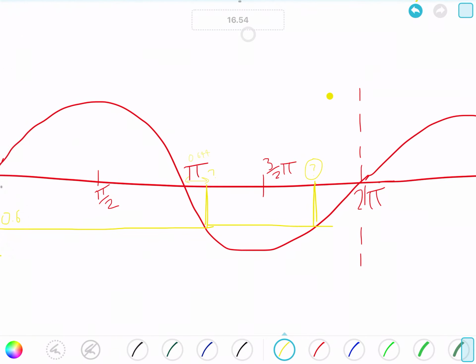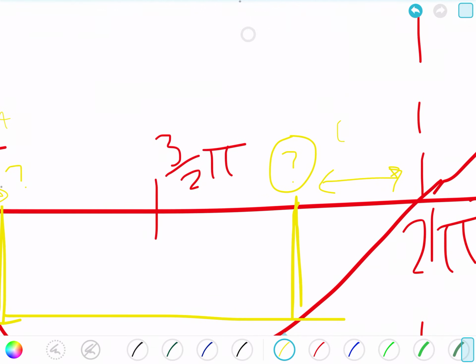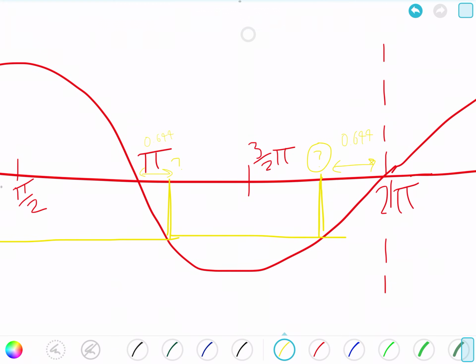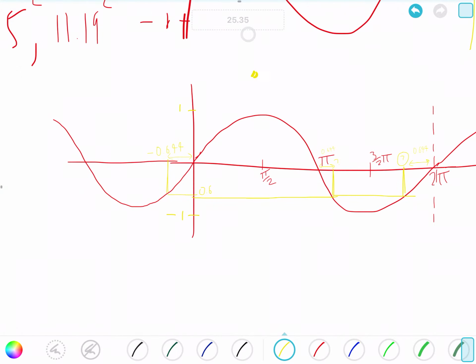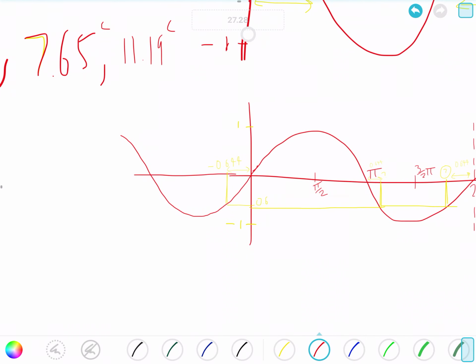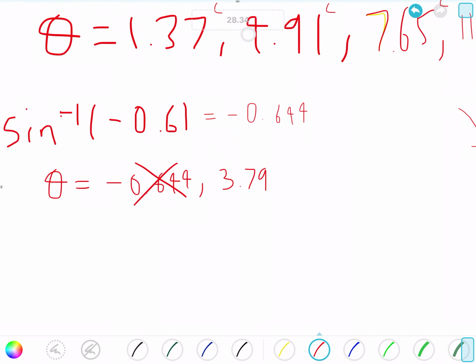Okay. Now, how do we get this second one here? Well, symmetry again. Since the graph is symmetrical, this distance here also equals 0.644. So if you just do 2 pi minus 0.644, you will get that value there. So let's do 2 pi. If anyone's finding this confusing, by the way, just send me an email and I can explain it to you maybe over online. So 2 pi minus 0.644 is 5.64.